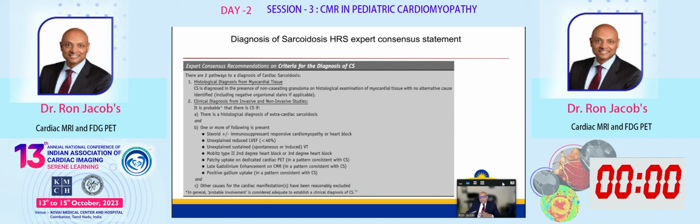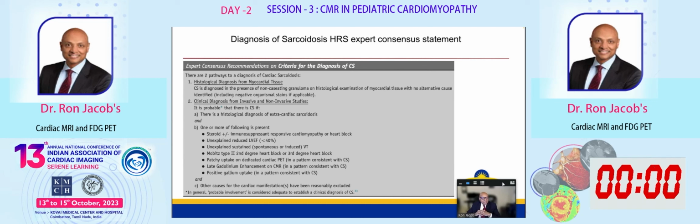So this is the HRS modified consensus. It's based on the Japanese World Health Ministry criteria. So going back to our patient, the two pathways that they propose are obviously a histological diagnosis of sarcoid from myocardial tissue, which makes your life very easy. However, that's often challenging. In the absence of that, then you can follow the second pathway.